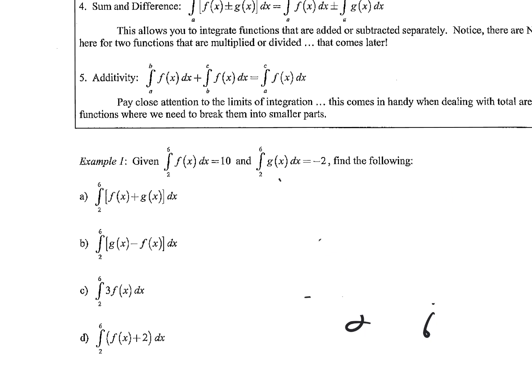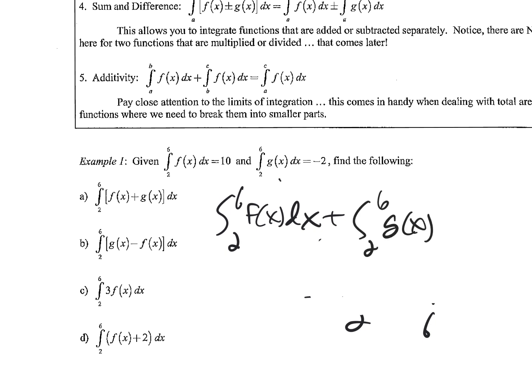So when I'm adding two integrals, I'm going to take the integral from 2 to 6 of f of x dx, and add the integral from 2 to 6 of g of x dx. I can break out these definite integrals: I'm adding two functions, so I can break them out into two integrals to make it easier sometimes.